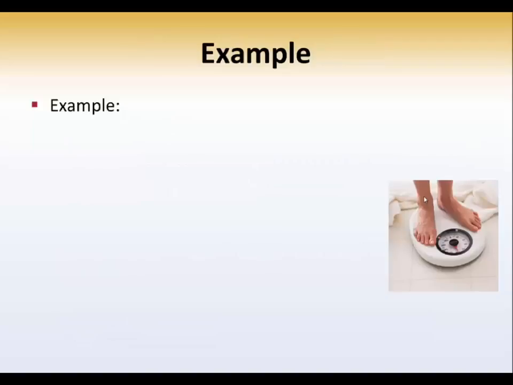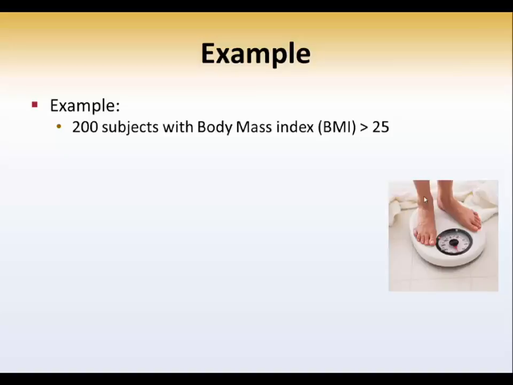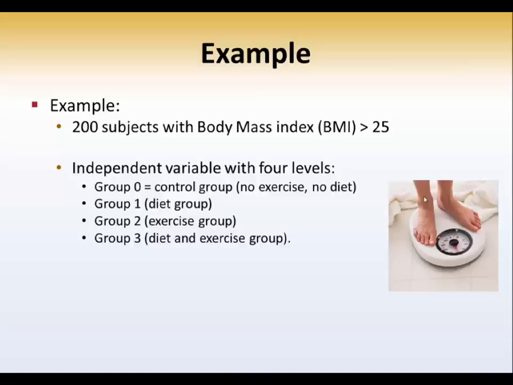For our example, we'll have 200 subjects with a body mass index of greater than 25. The independent variable has 4 levels of intervention: a control group with no exercise and no diet, group 1 with diet only, group 2 with exercise only, and group 3 with diet and exercise. Notice it's an independent variable with 4 levels.